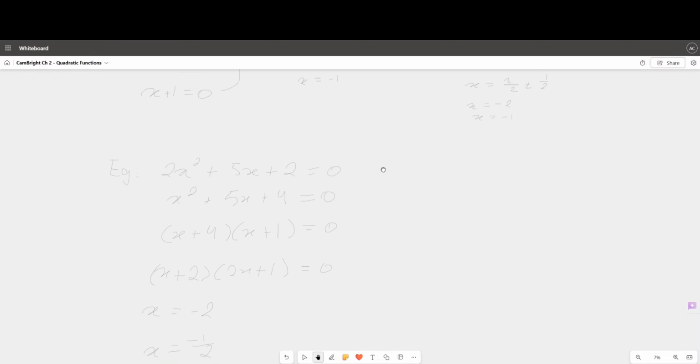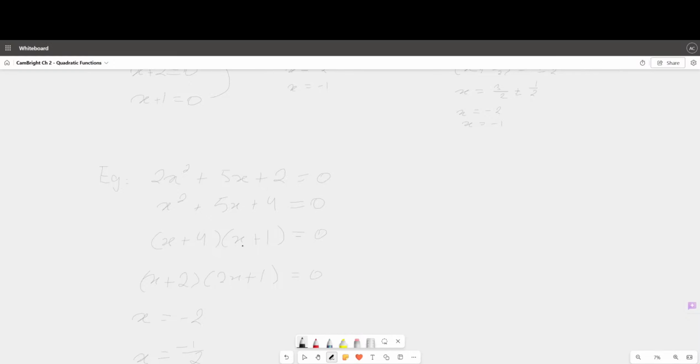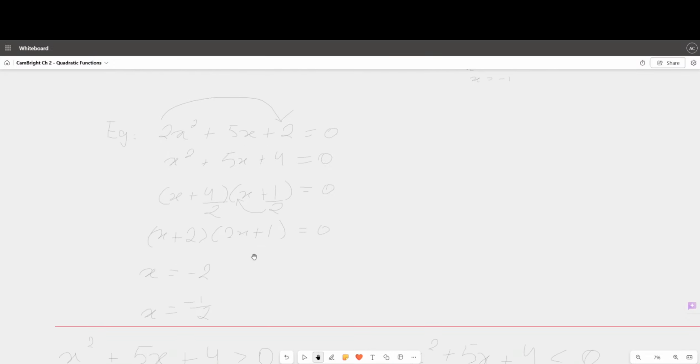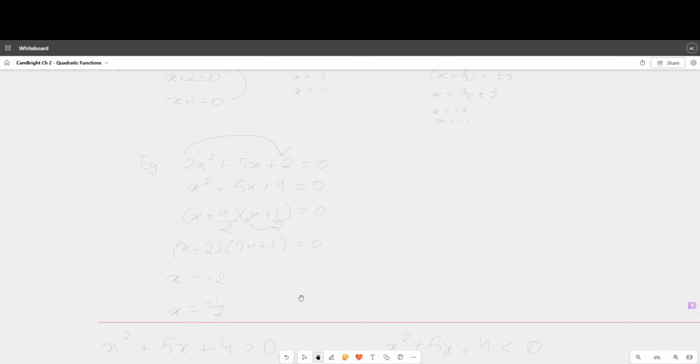So let's say this example, this is my method. Some people do it differently, but essentially what you can do is take this 2 here to give you x squared plus 5x plus 4, because 2 times 2 is 4. Factor that like a normal equation and then divide by 2 here. So 4 by 2 is 2 and 1 by 2 looks kind of awkward, so we can put the 2 as a coefficient of x to give us 2x plus 1, and then we can just solve these two separately.